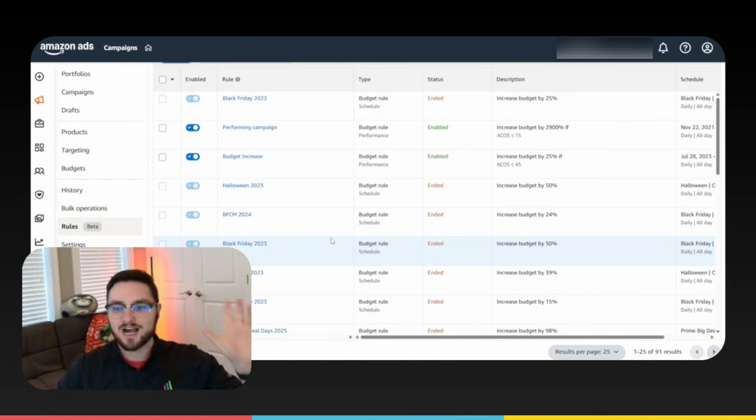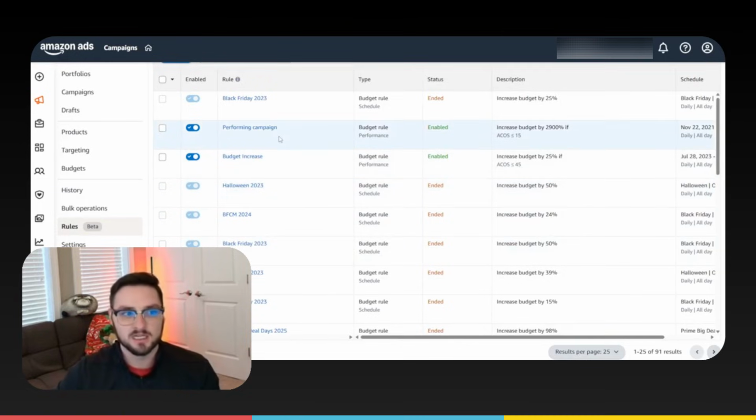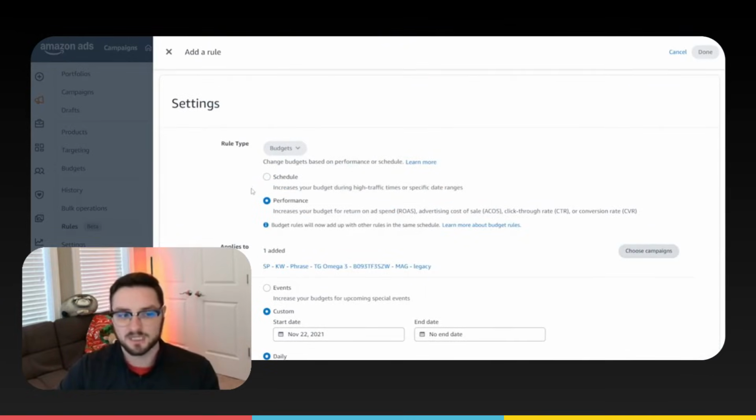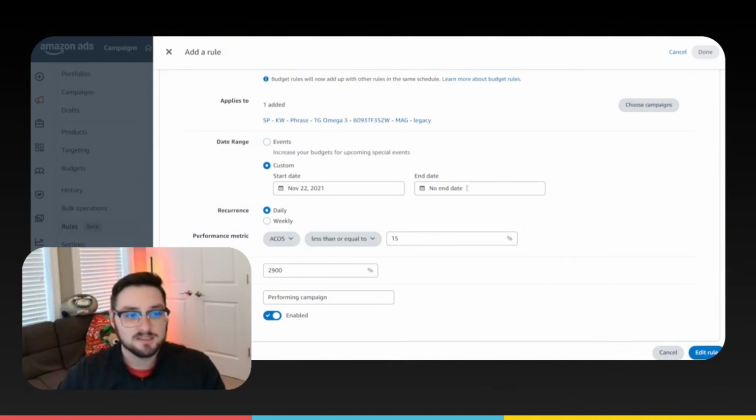But there's a caveat here that I want to touch on. And that caveat is specifically how you should be using account level budget rules and campaign budget rules, because most people use them, frankly, incorrectly. So I'll take this one right here. We just have this labeled performing campaign. We just have one campaign in here, but you can add as many campaigns as you want. But it's as simple as this.